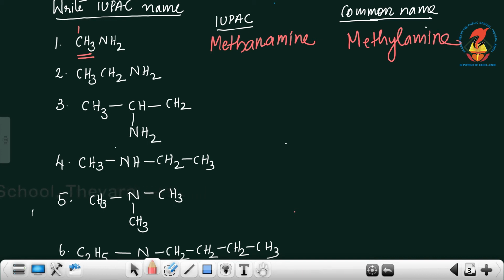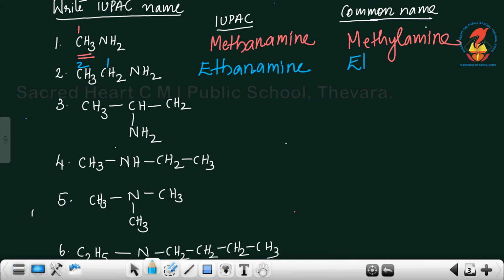Now the second compound. Here the functional group attached to carbon should get the lowest possible number, so we give numbers 1, 2. It is 2 carbons, so it is eth. They are singly bonded, so ethan-1-amine, same as ethanamine, or the common name will be ethylamine.